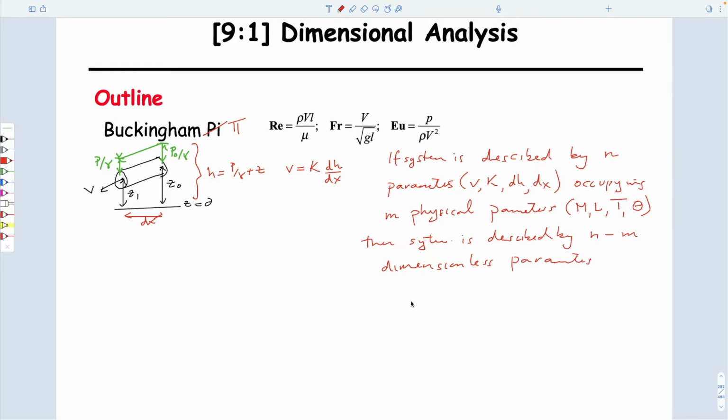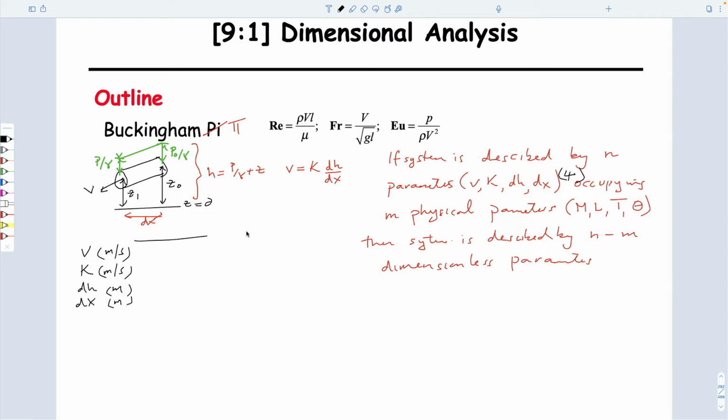So it's very easy for us to look at that. In this case, this number for us is 4. This number, we'll see in a moment how many this is. So let's look at those parameters. We have velocity, hydraulic conductivity, change in head, and a length. So this is meters per second, this is meters per second, this is meters, and this is meters.